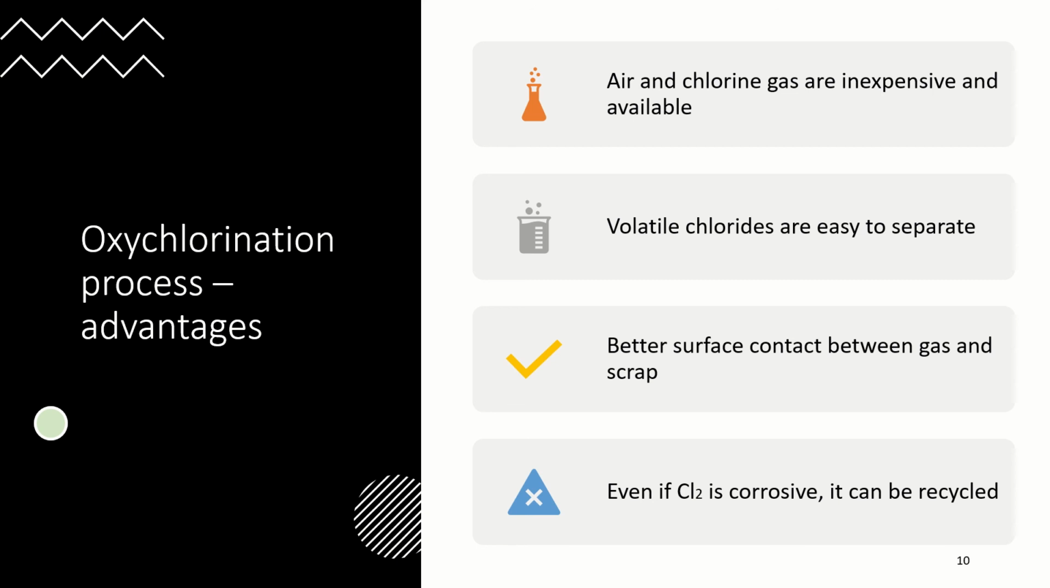The method of oxychlorination has numerous advantages. In fact, chlorine gas is cheap and available. Volatile chlorides are easy to separate, and so there are ways to recycle both the gas and the contaminant. Also, using gas-solid reactions means that it provides a better surface contact and so better removal.